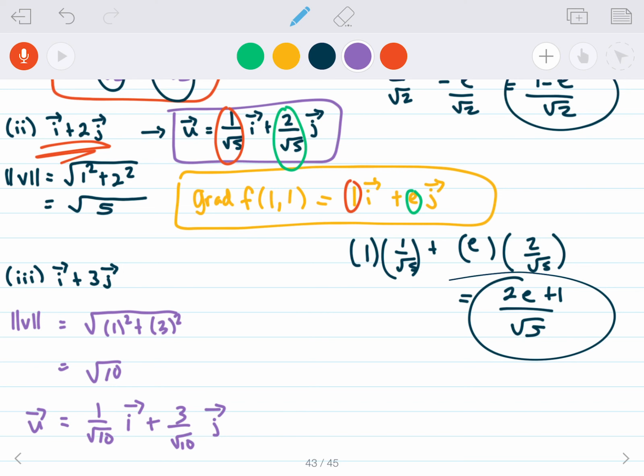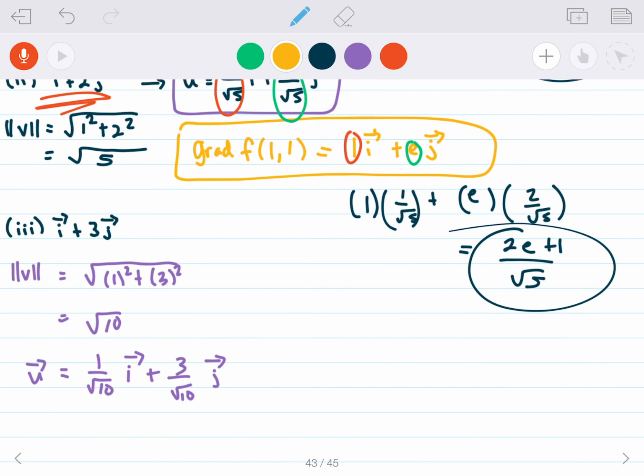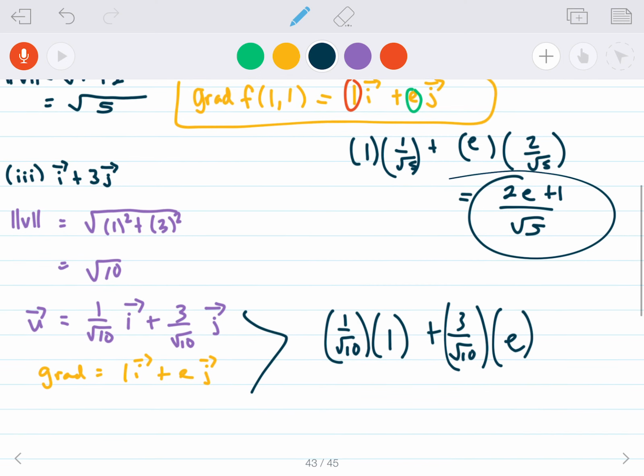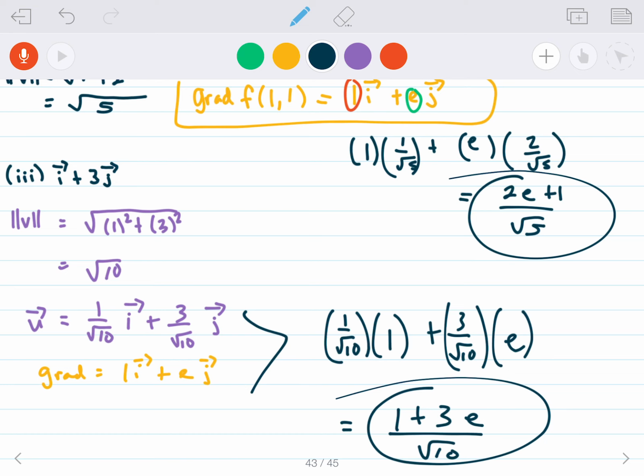Okay? Alright, and I already have my gradient vector. The gradient was 1i plus ej. Okay. So when I dot these together to get the directional derivative, to get the slope, again, I'm just multiplying corresponding components, 1 over root 10 times 1 plus 3 over root 10 times e. Adding them up, and so this is my slope, 1 plus 3e all over root 10.